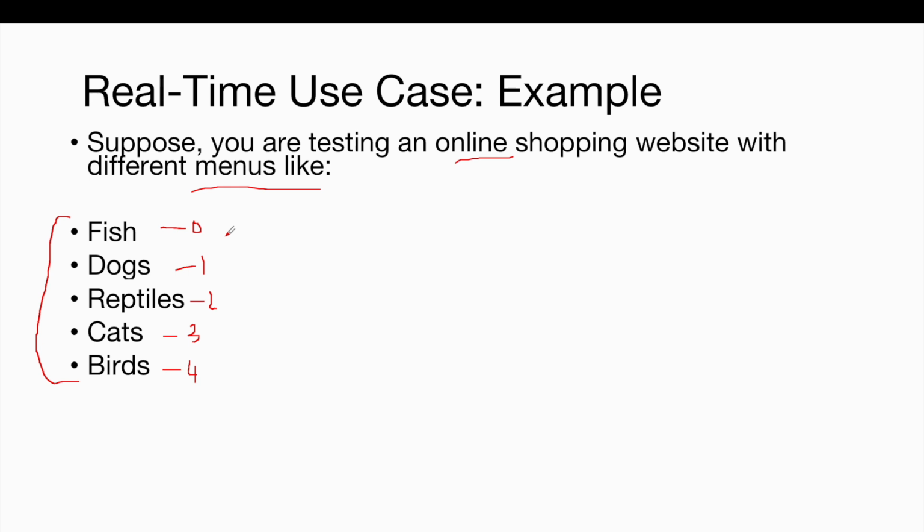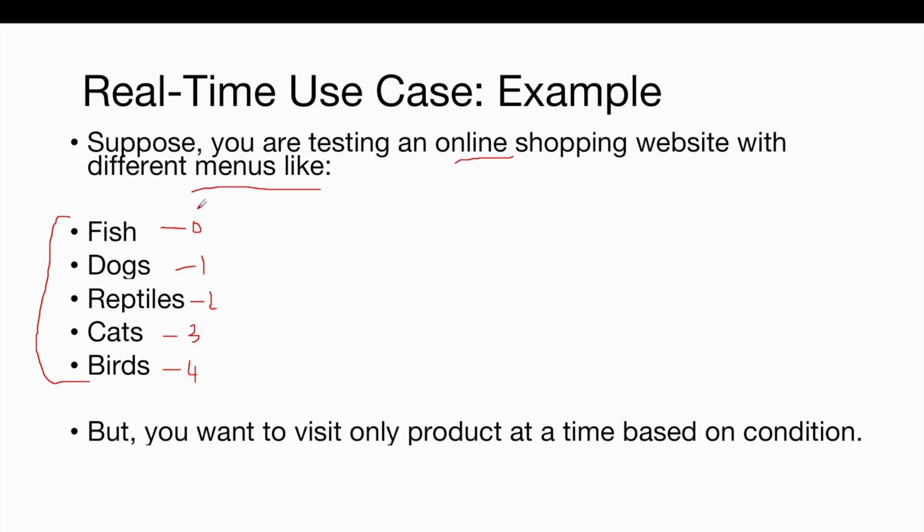Based on the result of the previous request, you can choose which one to execute. In an online shopping website, you have these multiple product pages. You want to visit only one product page, any one of these, based on a condition. If the expression you evaluate is 0, then fish will get executed. If it is 1, it's dog, like this. Based on a condition, you want to select one of the pages.